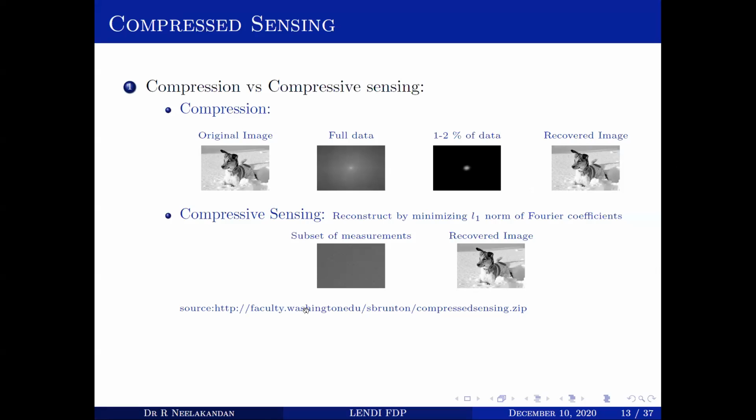But in compressive sensing, you have something to capture. When you are capturing, you have nothing about it, but from that, you are recovering a certain image. So that is the difference between compression and compressive sensing. While taking the measurement itself, there is nothing like this, and from nothing, you are creating something. That is what compressive sensing theory says.